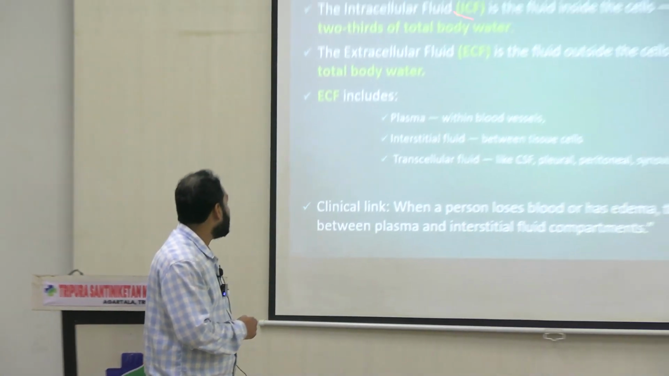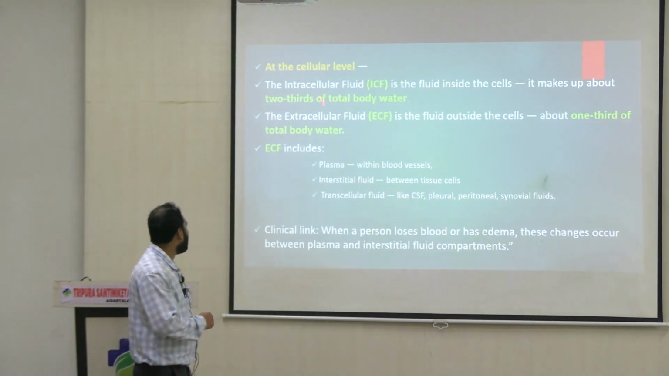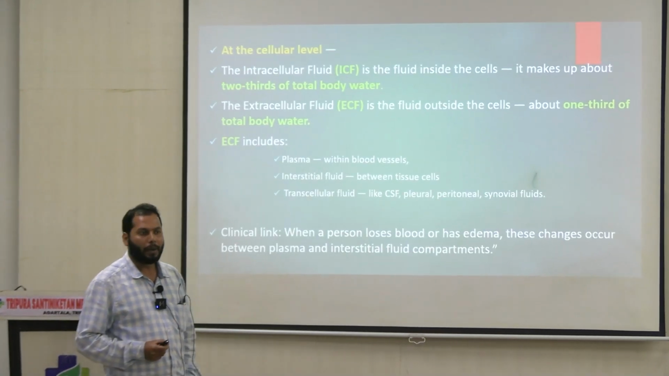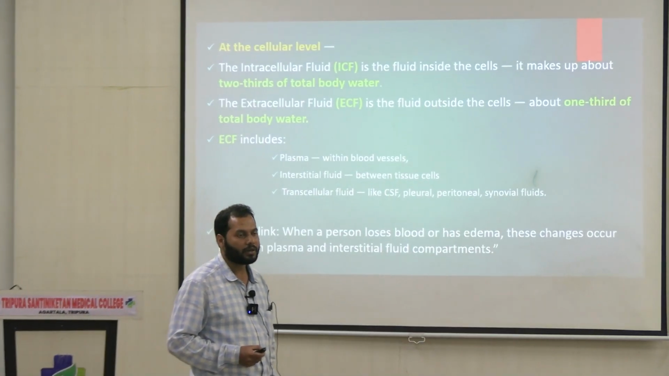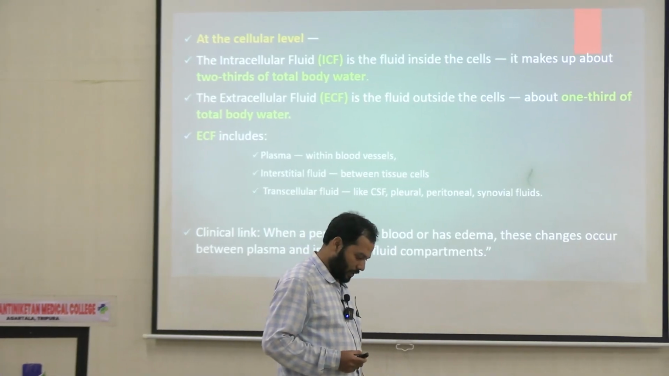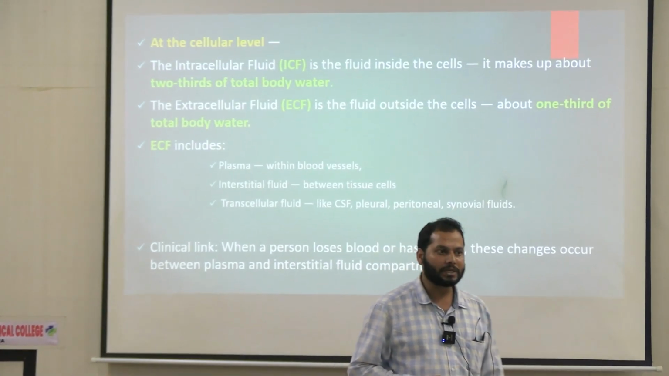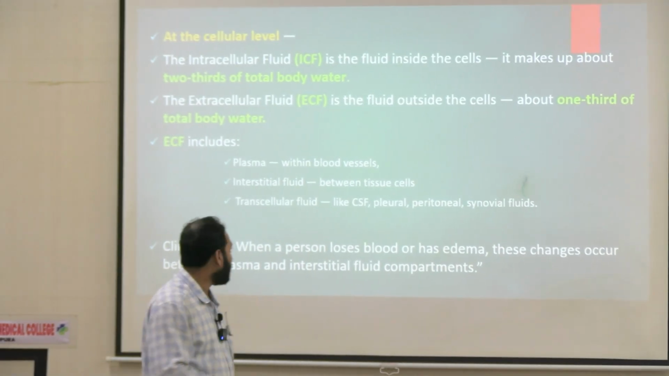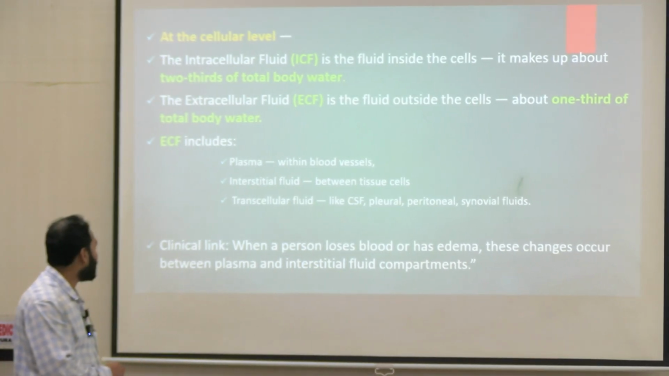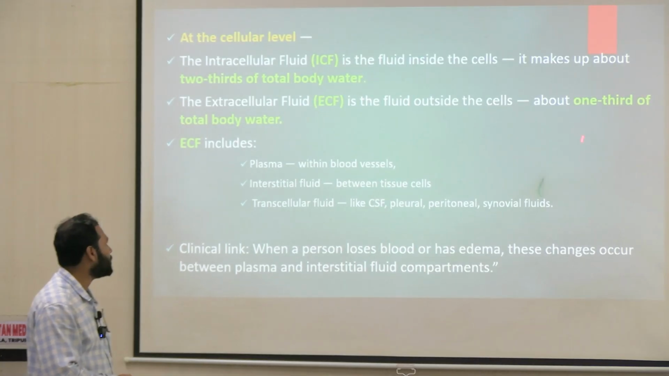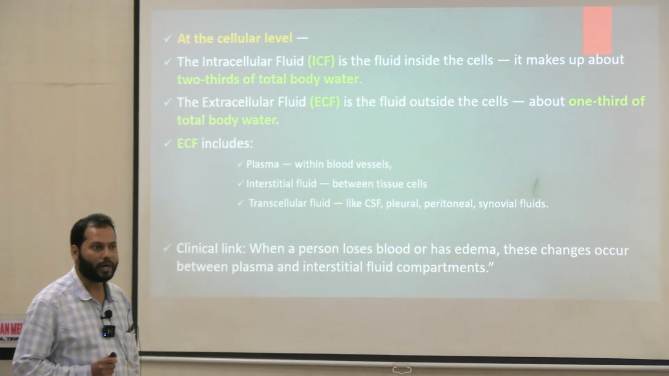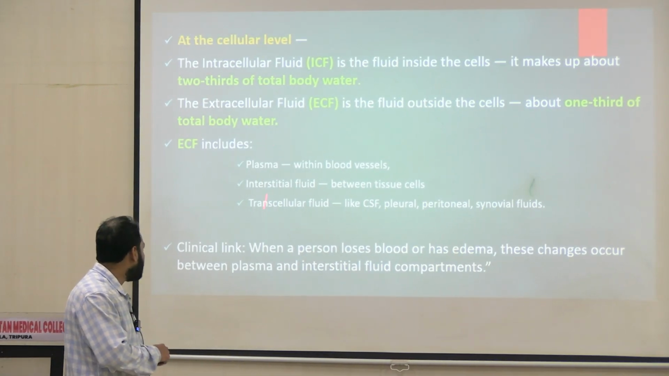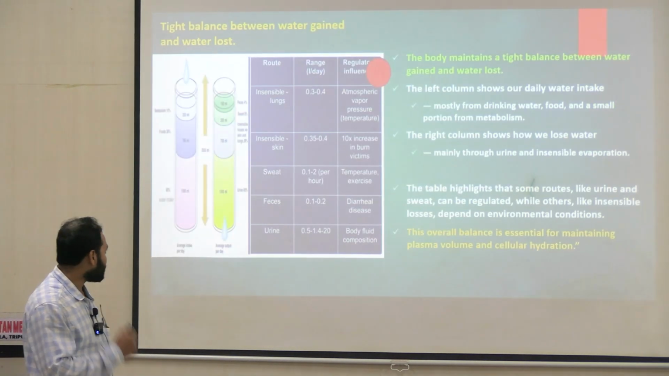Here you can see the intracellular fluid. It is mainly 2/3 of the total body water. So we must know about the amount of total body water, right? The total body water content in healthy persons is around 60% of the total body weight, right? So 2/3 of that is intracellular fluid and the extracellular fluid is 1/3 of the total body water, right? Now, as I have already mentioned, these are the most important parts of ECF.